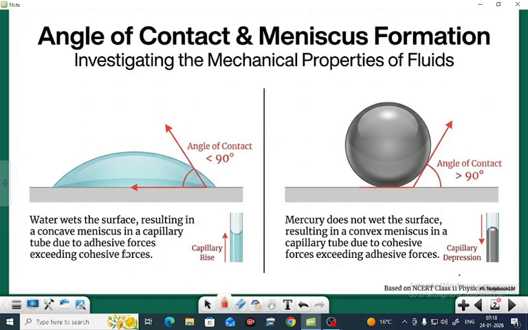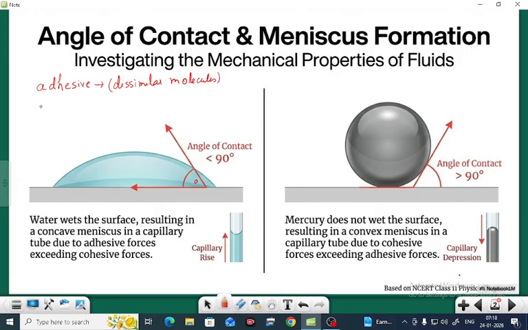First, we have to know the meaning of adhesive and cohesive forces. Adhesive forces are the forces between dissimilar molecules. For example, here in the case of the attraction between molecules of water and glass. So this is adhesive force.